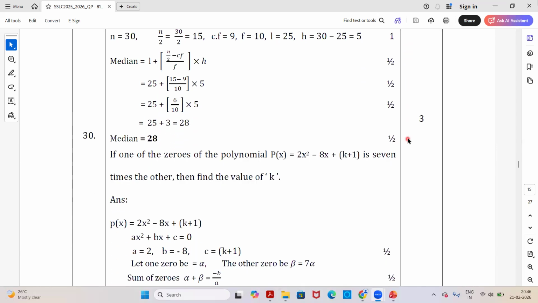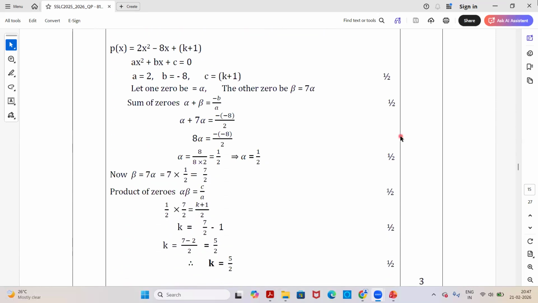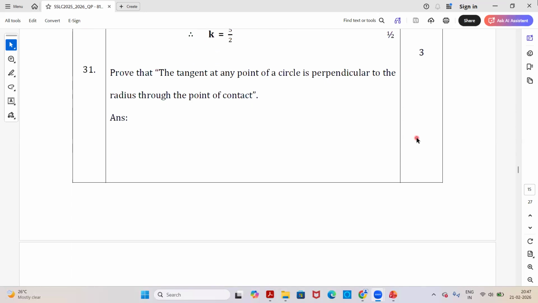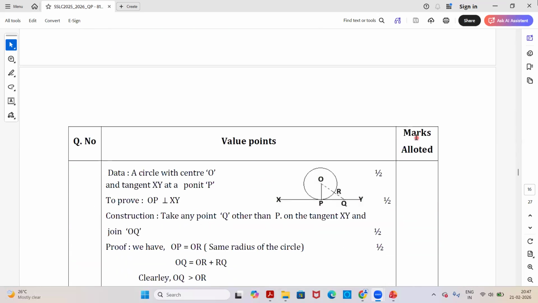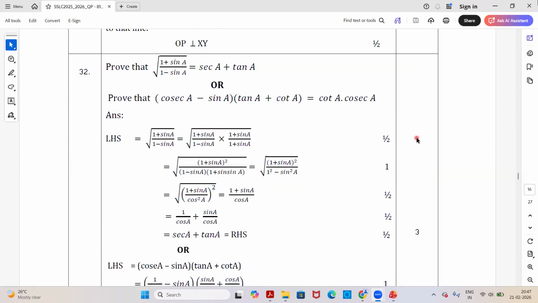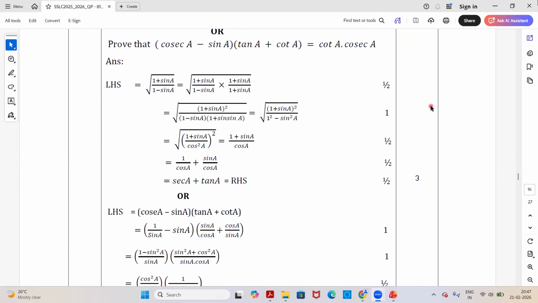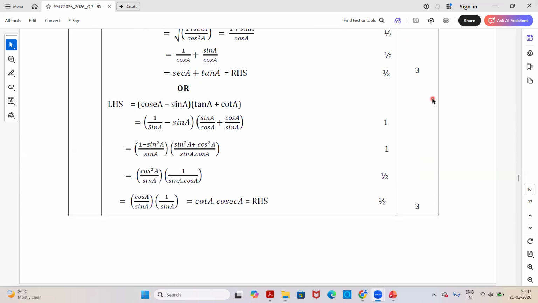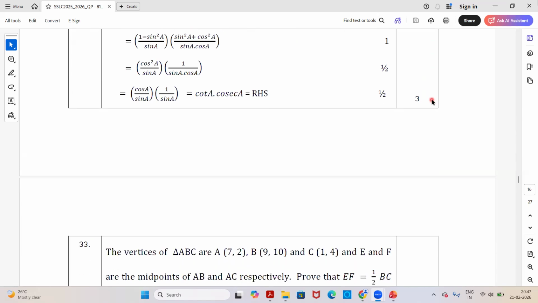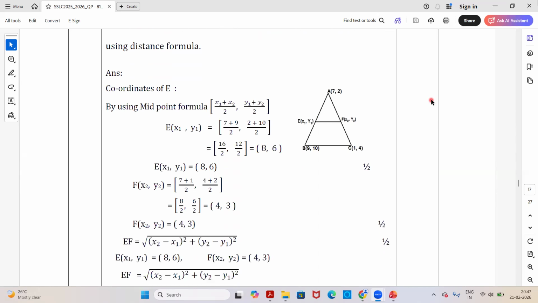Then question 30. Answer for it. Question 31. Solution is given over here. Then 32 again is having an optional question in it. One question is here and the other question is here. So the answer for the first one. And then continued by the second answer for the second question. Then question 33. Followed by its answer.